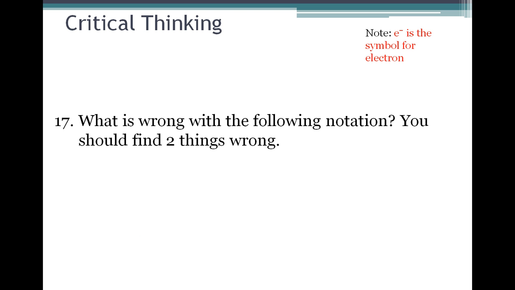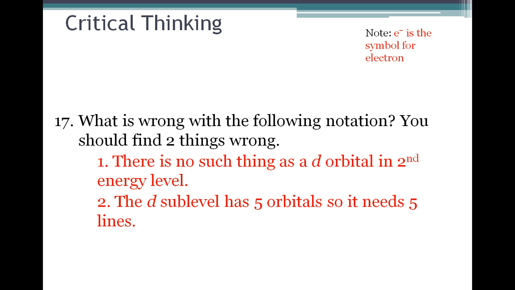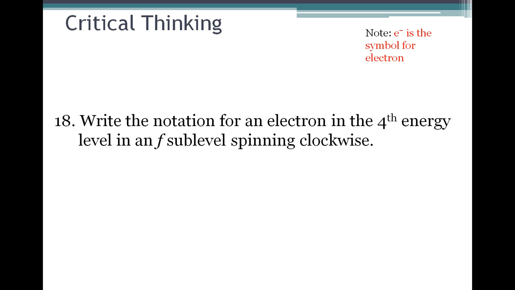And what is wrong with the following notation? You should find 2 things wrong. Well, if you look, it says 2d, and there is no such thing as a d orbital in the second energy level. There is only S and P. And the d sublevel has 5 orbitals, so it needs 5 lines, not the 4 it has written.